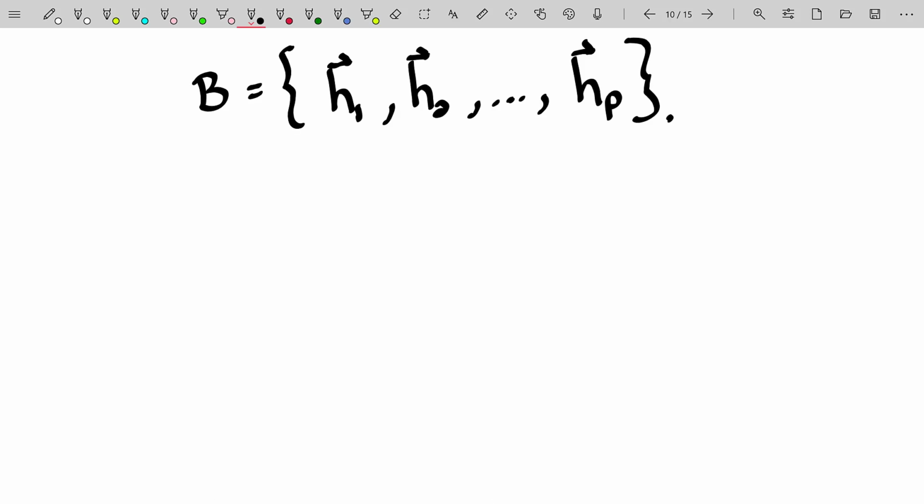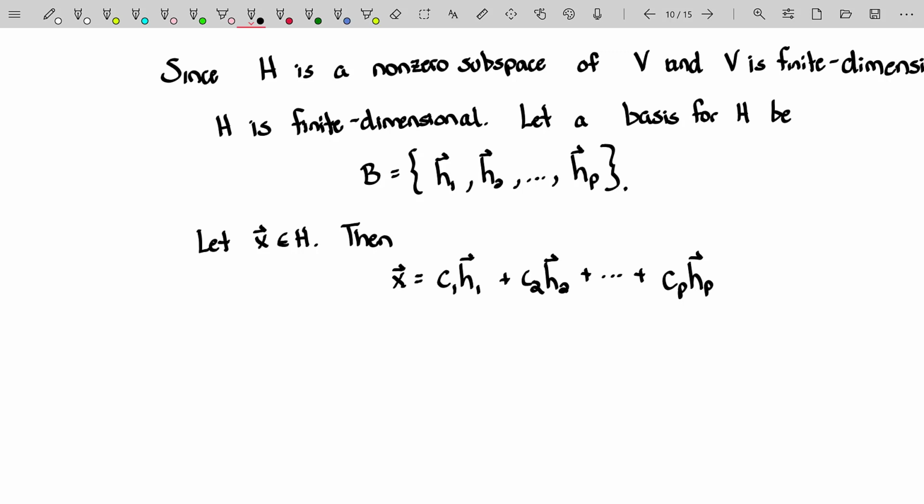So we're assuming that H has dimension P. And that's not a bad assumption. The reality is we know that H is finite dimensional, so it has to have some certain number of basis vectors. I'm just saying that that is P. Let's take a vector from our subspace H here. Any vector within that subspace can be written as a linear combination of the basis vectors of that subspace. That's true for any subspace, right? You just have a basis for your space. Any vector in your space can be written as a linear combination of the basis vectors for your space.